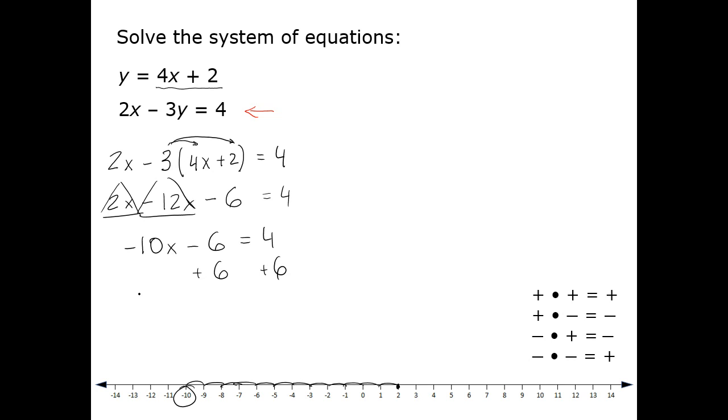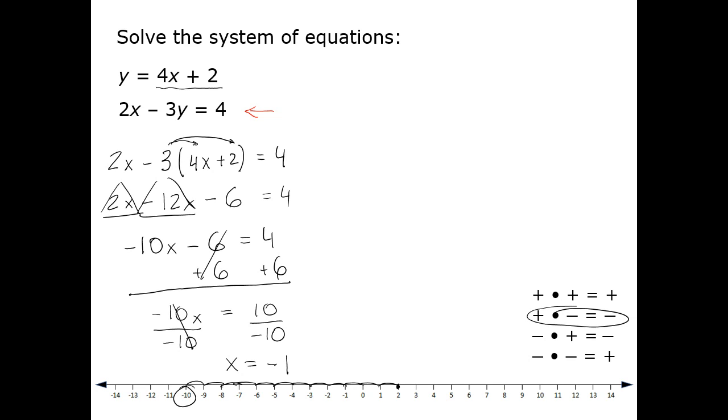And notice here, I'm just basically solving equations the way we already were doing before. These cancel out. And I have negative 10x equals 4 plus 6. That's positive 10. I divide by the number that's multiplying the x. That's negative 10. And then these cancel out. X is equal to 10 divided by 10 is 1. A positive divided by a negative is a negative. Okay, so in the end, the value of x to solve the system of equations is x equals negative 1.